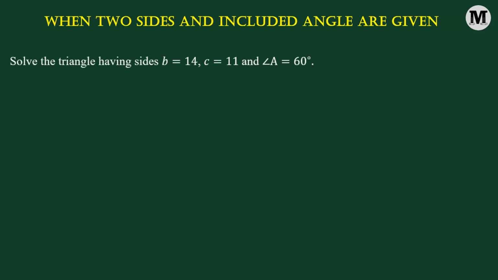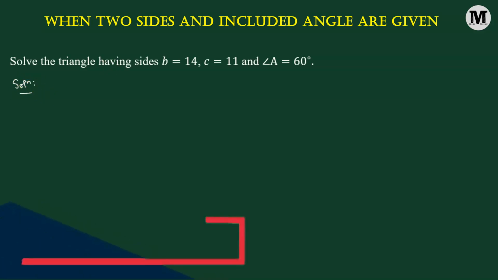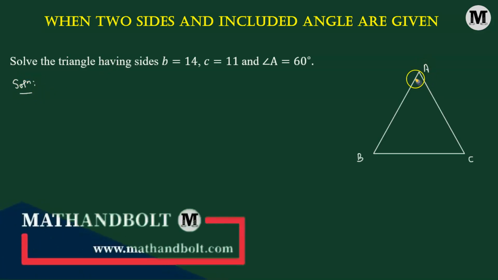Solve the triangle having sides b equals 14 units, c equals 11 units, and angle A equals 60 degrees. Okay, let us begin. First, we're going to consider a triangle ABC. So here we have the triangle ABC. The measure of angle A is given as 60 degrees.